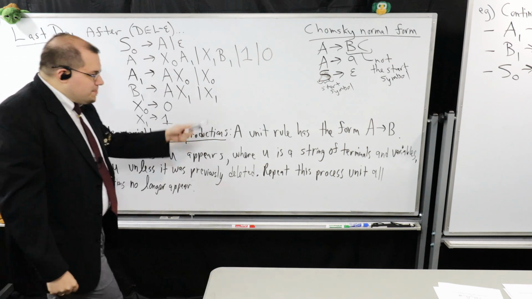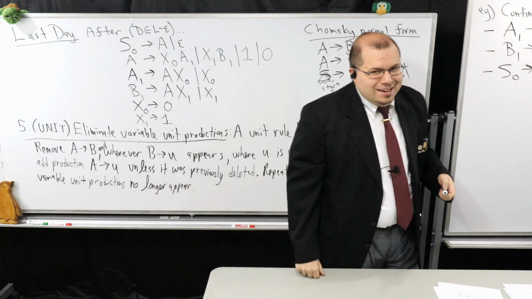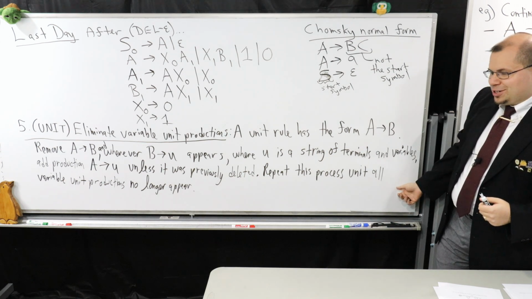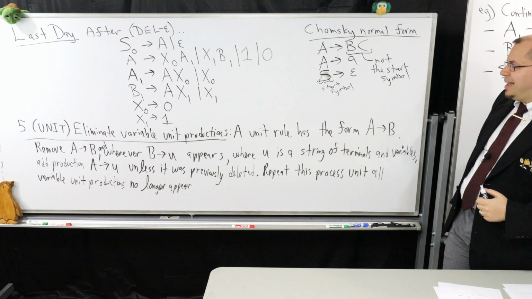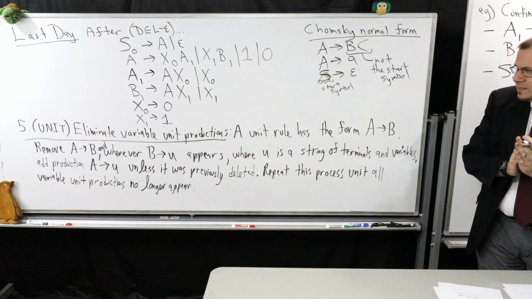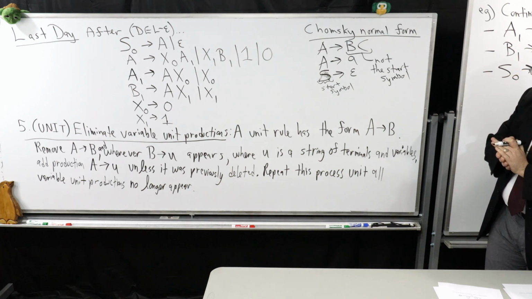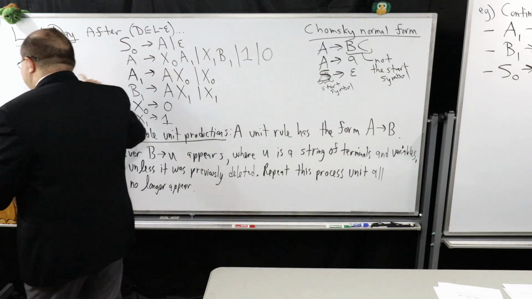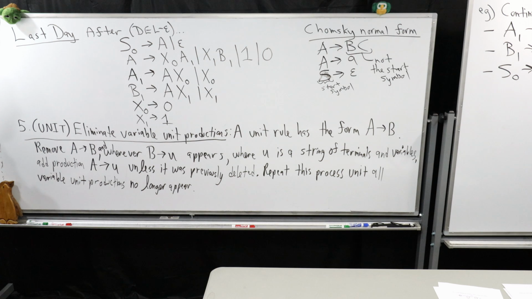And then what you do is you keep doing this over and over again until there are no more unit variable productions. And that's it. That's the step. Does everybody understand what we're going to do? We're going to try to get rid of this, this, and this. We have those 3 right there. Now keep in mind, depending on what order you end up doing these, you may have to repeatedly apply what I've just described here.